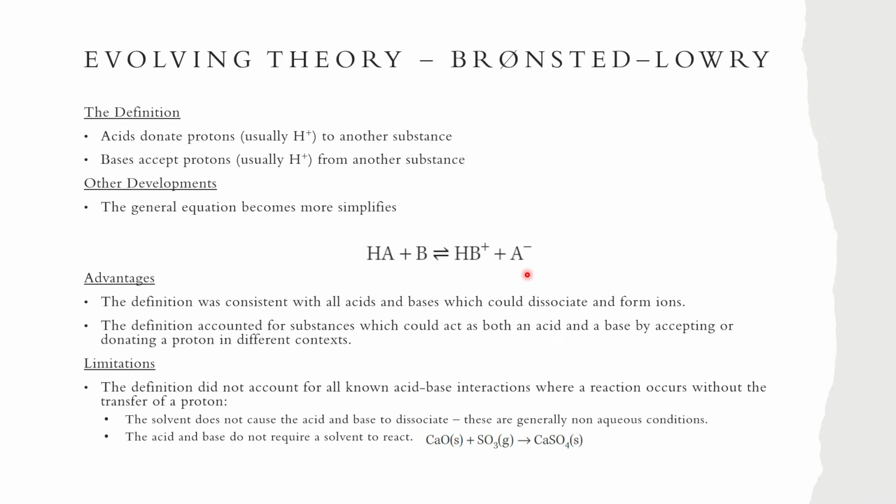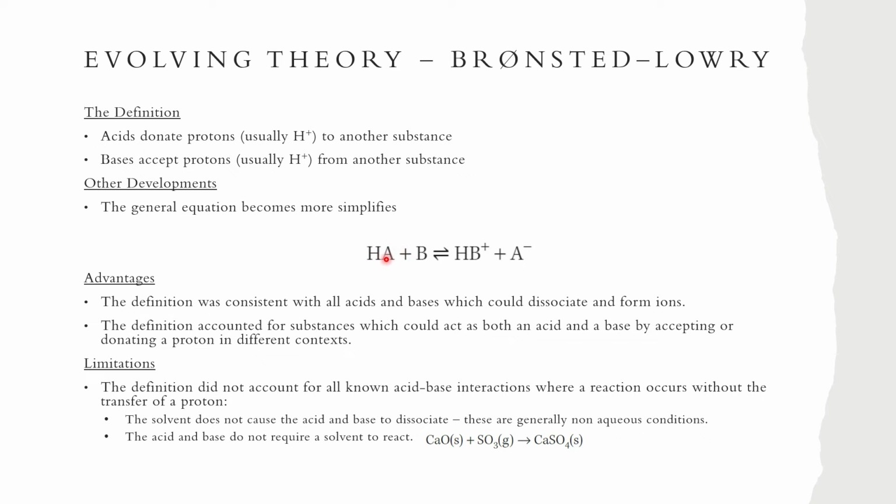Moving on, though, we start looking at the idea of Bronsted-Lowry theory. In this theory, they took some of the key ideas from Arrhenius and then changed the definition just slightly so that more situations, more different acids and bases, could be included in the definition. So the definition then became that acids donate protons, and usually this is H+, to another substance, and that bases are able to accept them. And this describes what happens with acids and bases in aqueous conditions a lot better than the Arrhenius definition. This then also meant that our general equation was developed a little bit more.